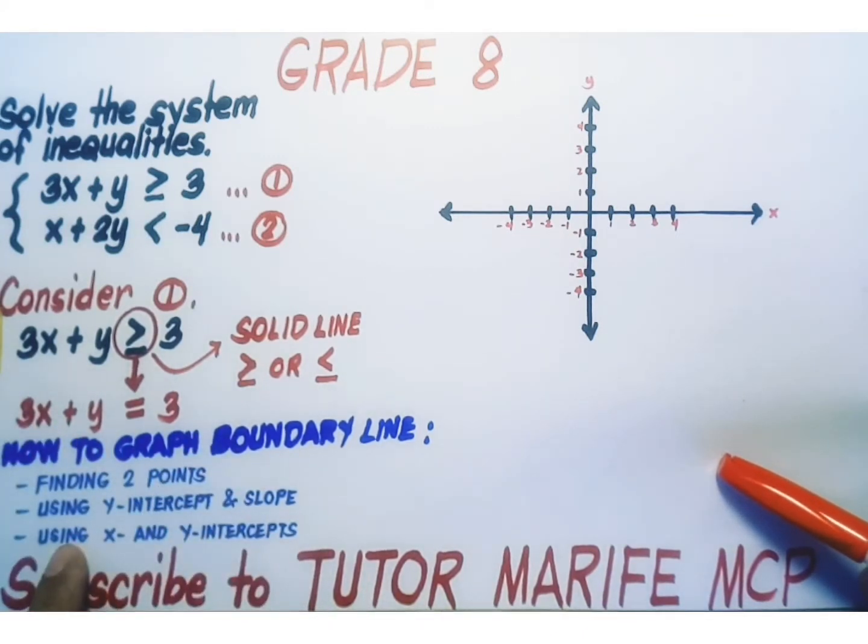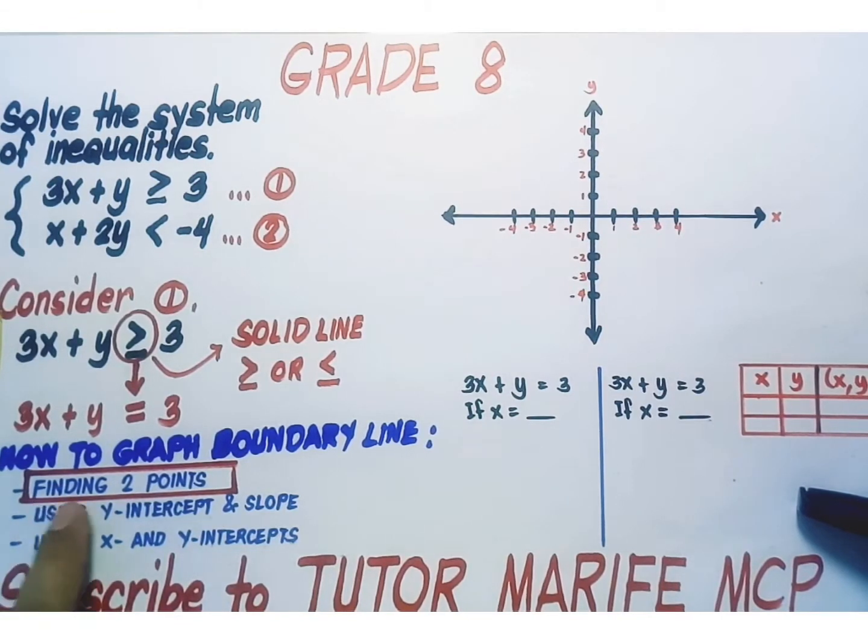The third method is by using the x and y intercepts. How do we solve for x-intercept? We set y to 0, then solve for the corresponding value of x. And how do we solve for y-intercept? We set x to 0, then solve for the corresponding value of y. Plot the two intercepts, then draw a line passing through them.